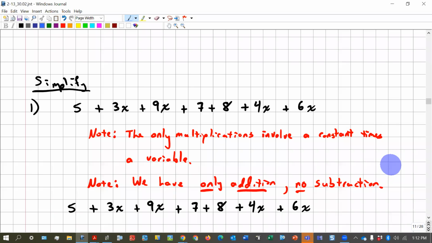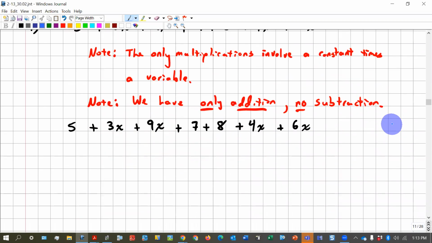There is some multiplication in this expression, but all of the multiplications are a number times a variable. None of them are a number times a number, and none of them are a variable times a variable. They're all a number times a variable. So 3 times x, 9 times x, 4 times x, 6 times x. But other than those multiplications, everything else is addition. And addition is nice. We may reorder and we may regroup.